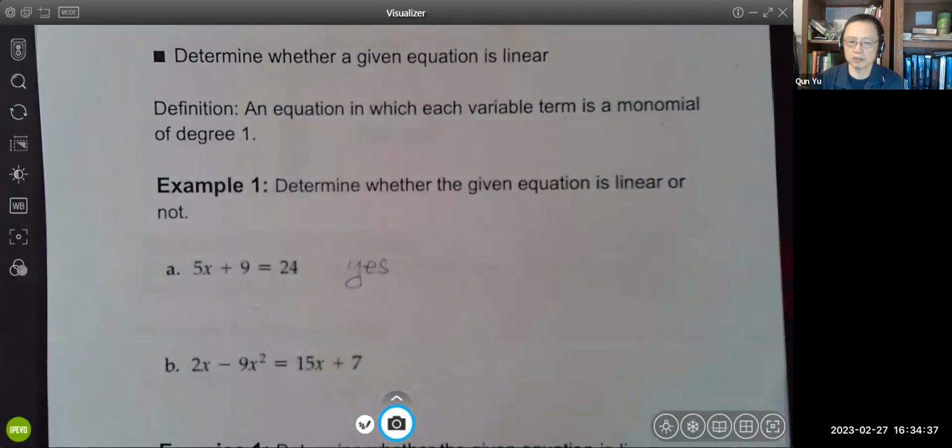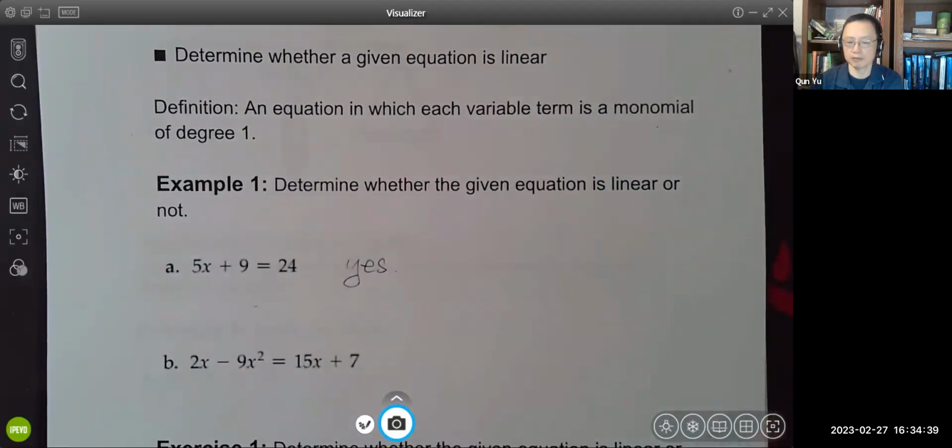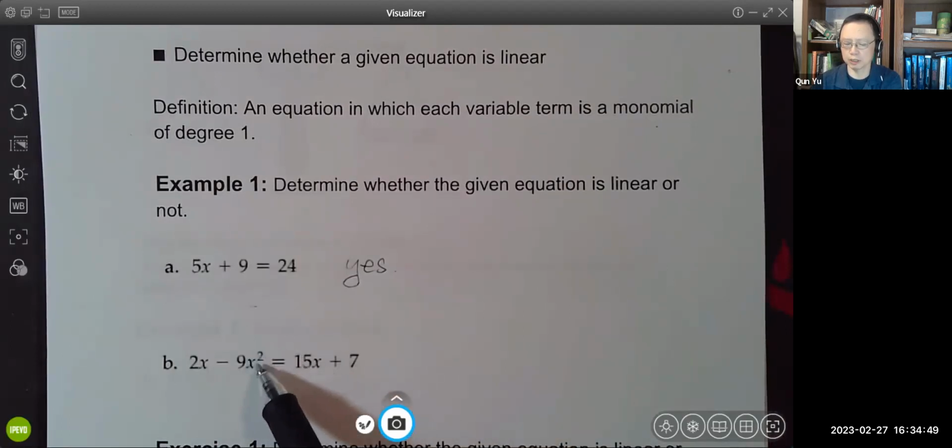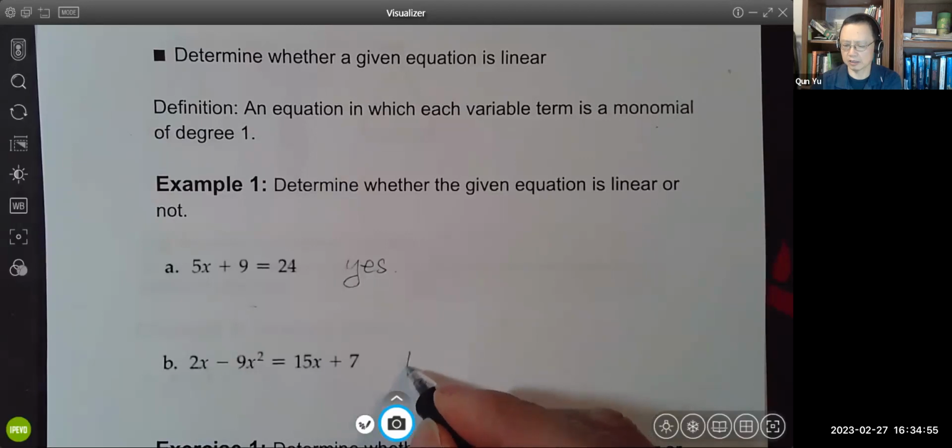Now, our second example, we have 2x minus 9x squared equals 15x plus 7. Apparently, we have this exponent being 2. So this is not the definition of a linear equation. So the answer is no, it is not a linear equation.